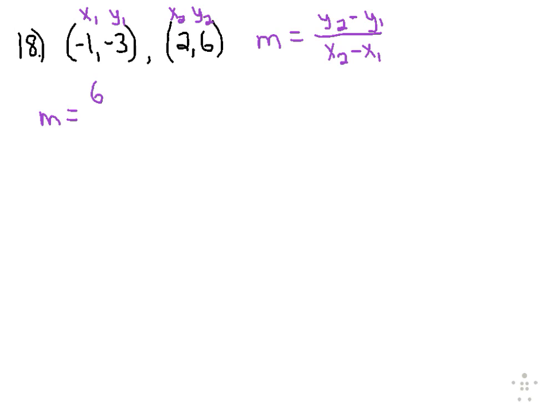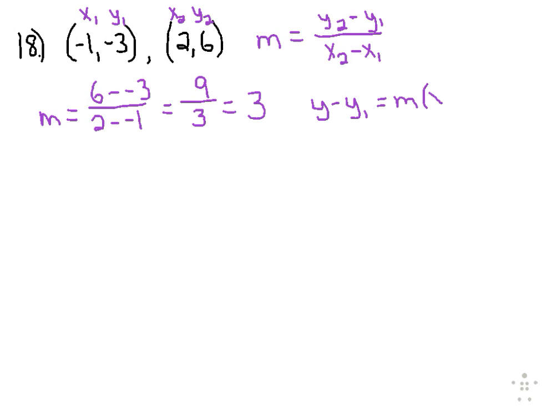So my slope of this line that goes through these 2 points is going to be 6 minus negative 3 over 2 minus negative 1. So 6 minus negative 3 is actually 6 plus 3, which is 9. And 2 minus negative 1 is actually 2 plus 1, which is 3. So 9 divided by 3 is 3. Now, you know your slope, and you know 2 points, but you just need 1. So let's go back and use our point-slope form, which is y minus y1 is equal to m times x minus x1.